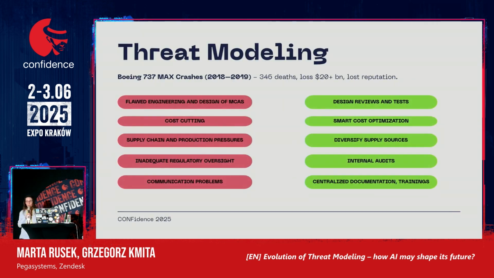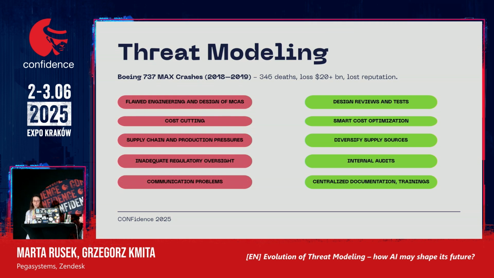And why is threat modeling so important? Mostly to find gaps and risky places and fix them before attackers do. One tragic example of this may be the 2 crashes of the Boeing 737. Of course, we are not saying that a threat model would have prevented them, but it could have highlighted a few issues.